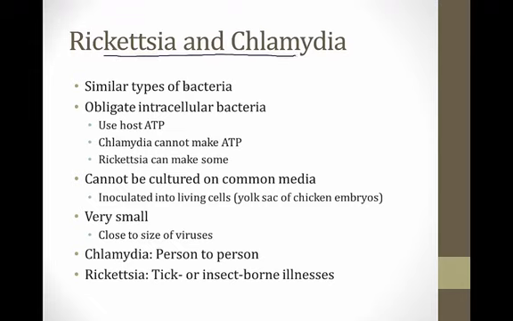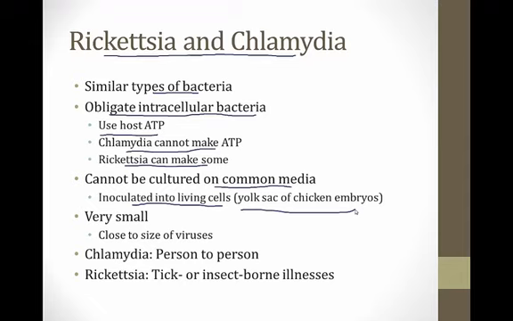Next, we're going to talk about rickettsia, but first let me talk about rickettsia and chlamydia because they are very similar types of bacteria. They're both obligate intracellular bacteria that use the host ATP for energy. Chlamydia cannot make ATP at all, and rickettsia can only make a little bit. Neither of them can be cultured on common media. You have to inoculate them into living cells like the yolk sac of chicken embryos in order to grow them.